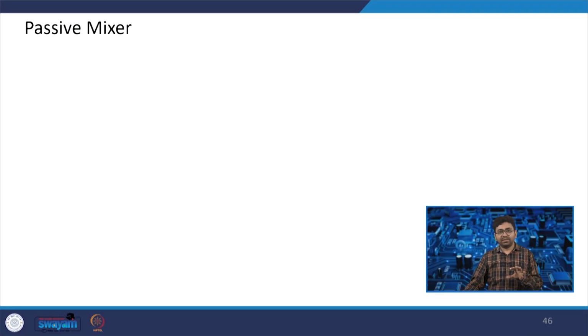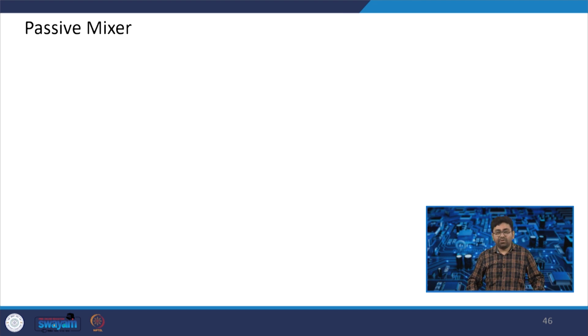We have already built the basis for understanding the passive mixer. What does passive mixer mean? It is one where we do not use any external bias, meaning VDD. Only by switching you get the conversion loss. In a passive mixer there is a conversion loss, there will not be any conversion gain.